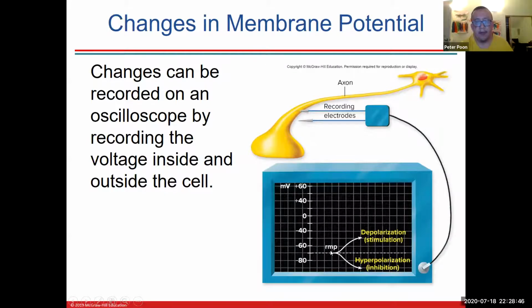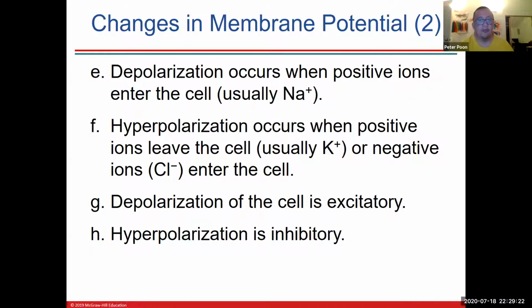Here's my resting membrane potential, RMP. I can depolarize it, and that would be a stimulation. Here's my axon. If I want my axon to fire, then I'm going to depolarize it. If I don't want my axon to fire, I'm going to hyperpolarize it. The electrodes are in the wrong place here. They should be at the cell, or the axon hillock to be more exact.